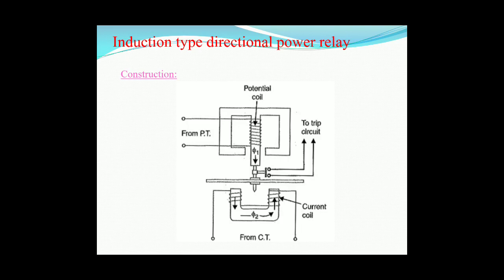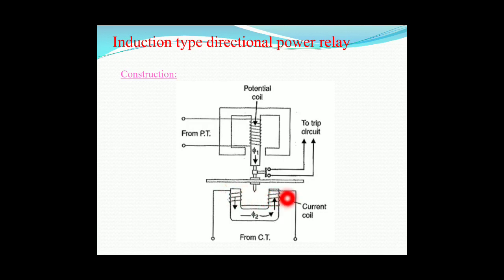This is the construction of an induction type directional power relay. First, it consists of two electromagnets, the upper electromagnet with E shape and the lower electromagnet with U shape. The upper electromagnet carries the coil on the central limb, which is given to the PT, the potential transformer, and one disc is connected at the same upper magnet.